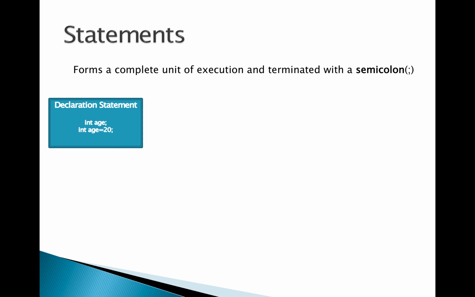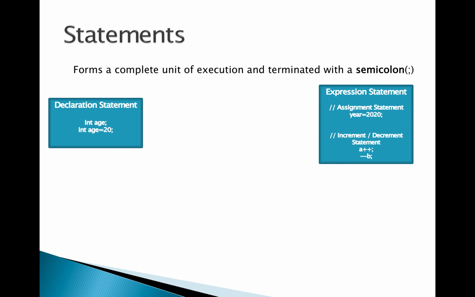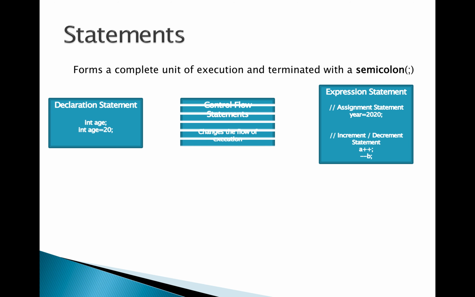We already learned about the declaration statement, where you say int age. You can also have a declaration and assignment statement, which is int age is equal to 20, combining the initialization and the declaration. We also have expression statements and control flow statements. There are different types of expression statements, like the assignment statement, where you say year is equal to 2020 or age is equal to 20.